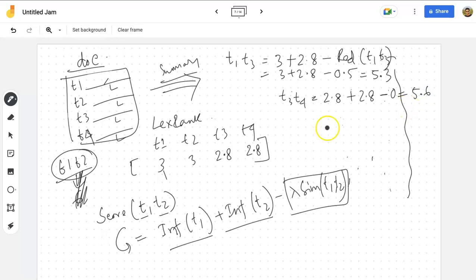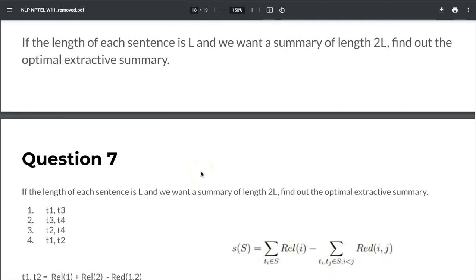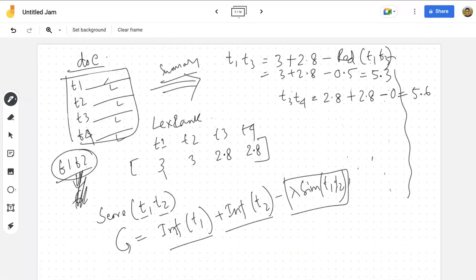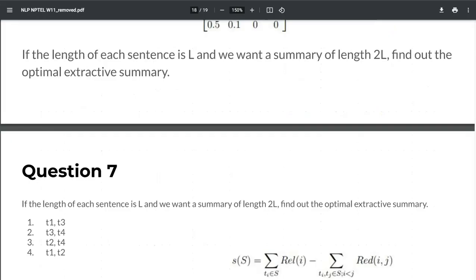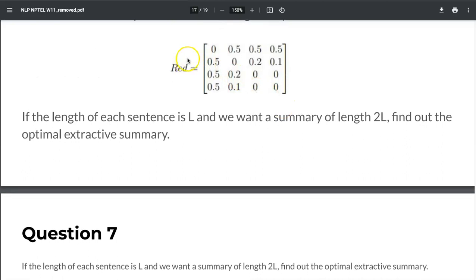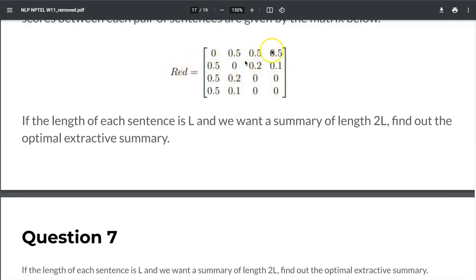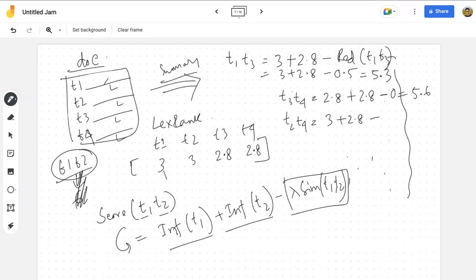Then the option is T2 T4. What is the information for T2? It is 3. What is T4? 2.8. And what is the redundancy between T2 and T4? Just check the matrix. T2 is the second row and T4 is the last column, so it is 0.1. So if you just do it, 5.8 minus 0.1, that is 5.7.